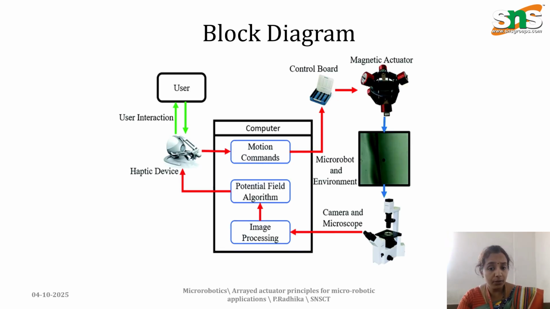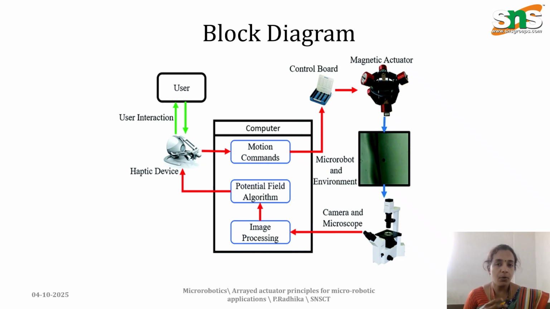Here we have the block diagram of arrayed microcontroller actuators. This is called a magnetic actuator. There are several types of actuators. A few of the actuators which I told about are the stepper motor, servo motor, and even magnetic actuators. Here we have a camera and microscope to analyze the environment. These are like sensors. Even the camera is called a sensor.